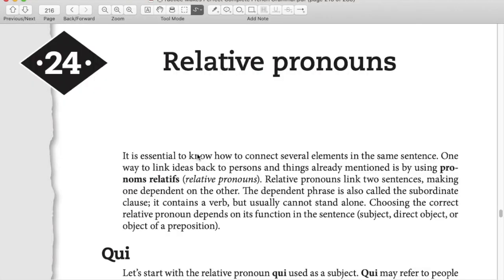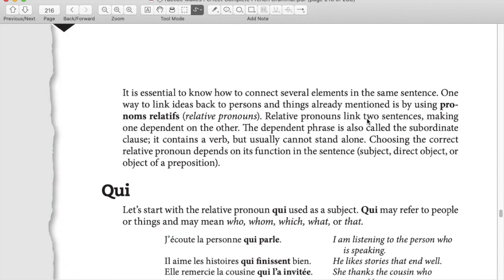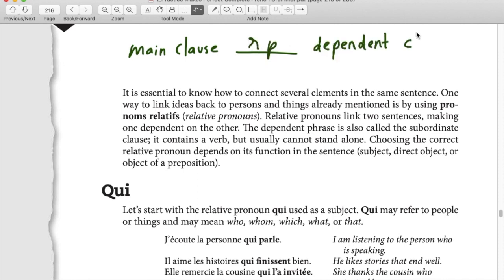If you remember, we talked about relative pronouns, which are called pronoms relatifs in French. They basically act as a bridge between two parts of a complex sentence. So relative pronouns link two sentences, making one dependent on another. How you can visualize it is: main clause, then relative pronoun, and then dependent clause. So there are two parts of a sentence, and it's very similar in English.